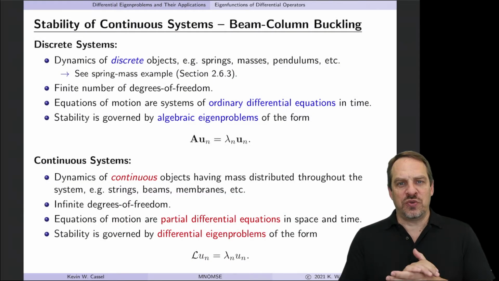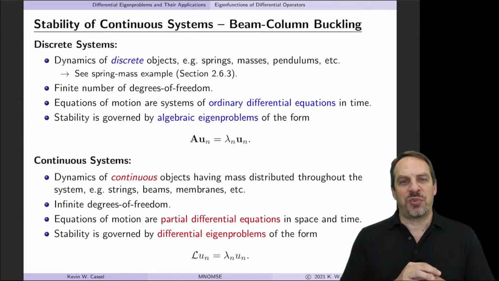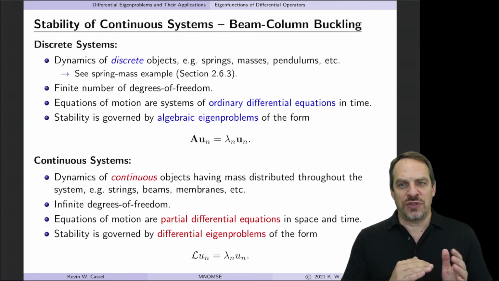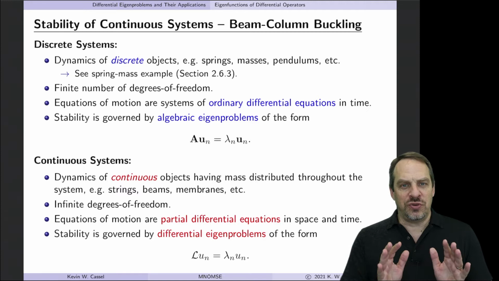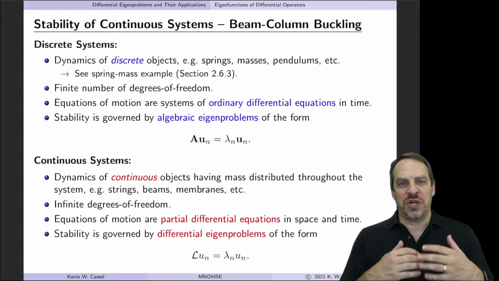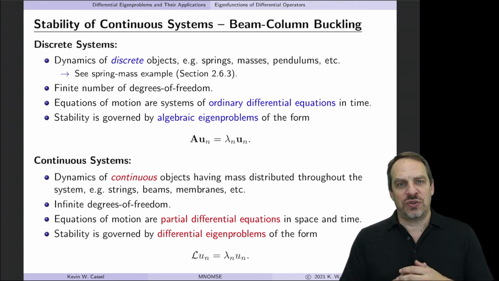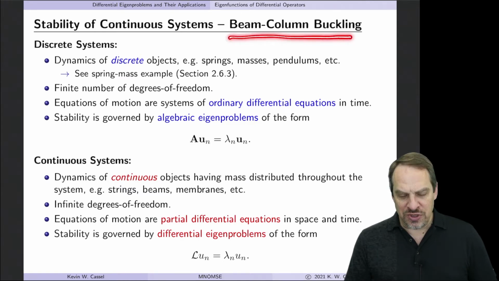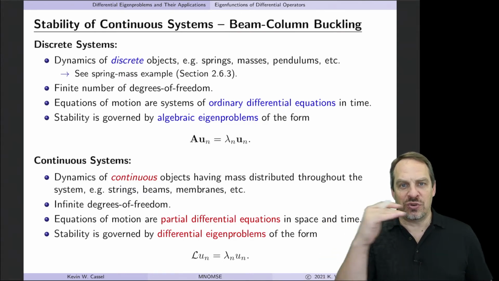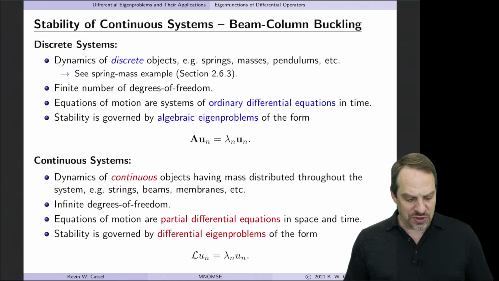In the last couple of videos, we've been looking at examples of how we can use eigenfunctions of differential operators to obtain the solutions of differential equations. We're going to do another example here in this video, but this is going to be a physical example. There'll be no new mathematics per se, but I want to illustrate the process within the context of a physical application. The application is beam column buckling, so either a horizontal beam or a vertical column.